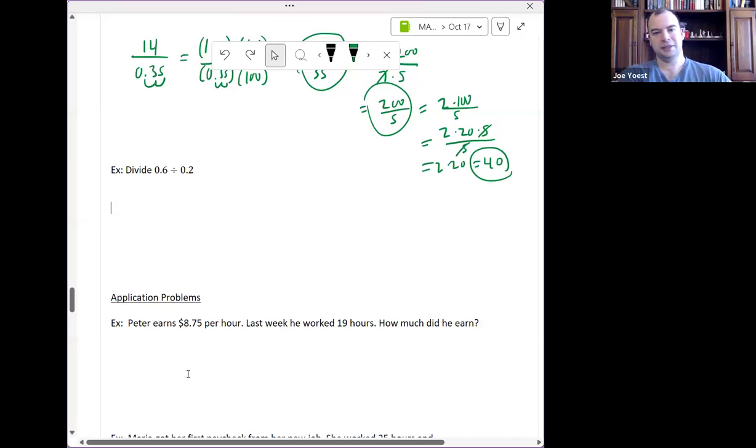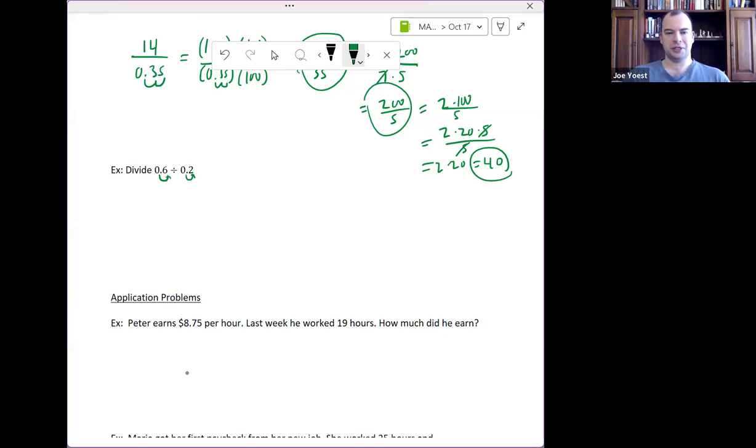Okay, and what about a problem like 0.6 over 0.2? Again, when we get used to it, we can just realize that we can shift the decimal point a certain number of places to the right or left in the dividend as long as we also do it in the divisor and vice versa. I want this 0.2 to be a whole number. I just shift the decimal point 1 to the right to make that a 2. I better also do that in the dividend, in the 0.6. So I have 6 divided by 2 equals 3.